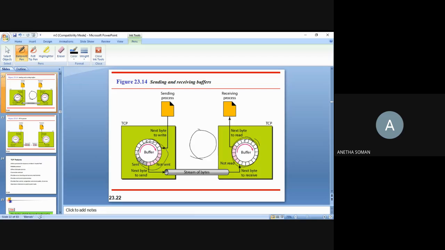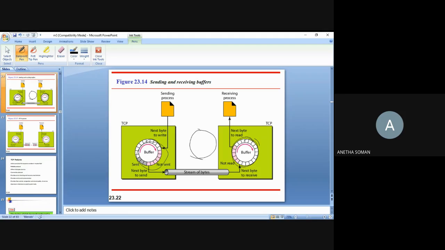Now, what happens at the sending side? When you look into the buffer, you have three different types of chambers, in three different colors: one is white, one is gray, and one is pink. What does this indicate? The white section contains the empty chambers, which can be filled by the sending process. If you want to put your data, you can put it in the empty, white chambers.